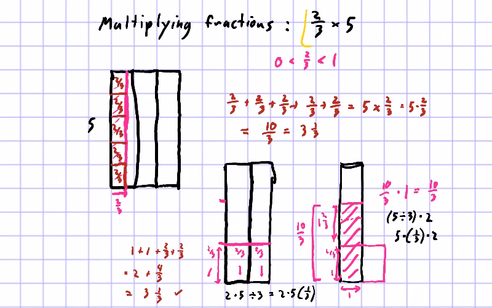The first thing that we did was we simply took 2/3 as the width and multiplied by a height of 5. The second thing that we did was we took twice 5 and then divided by 3. The third thing we did was we took 1/3 of 5, or divided 5 by 3, and then multiplied by 2. Clearly, this illustrates that we have a commutative property going on here.